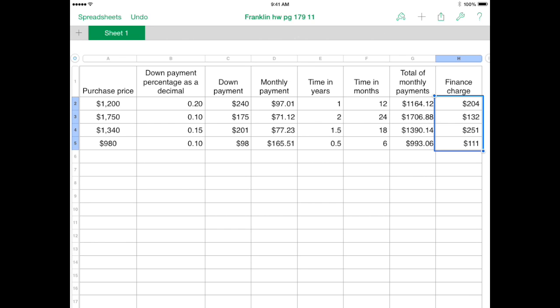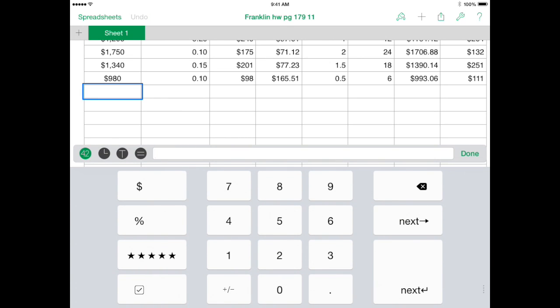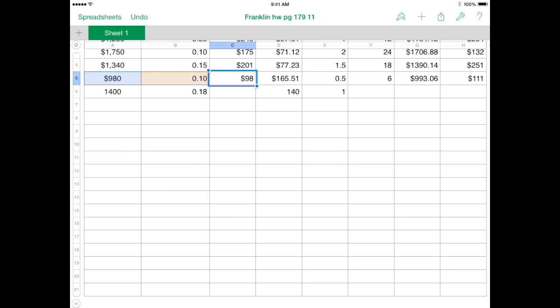This is not part of the homework, but let me enter another one just to show you that you can keep filling forever. I'm going to double tap on this, and let's say I've got $1,400. And I'm going to finance this at, say, 18%. So I'm going to put in 0.18. And my monthly payment is going to be, let's say, $140. And I'm going to finance it for 1 year. I'm going to click just on the box above the one that I want to put in. I don't need to put in a formula there, so I'm just going to X that out. When I touch that, I also get a fill, and I can just fill down.